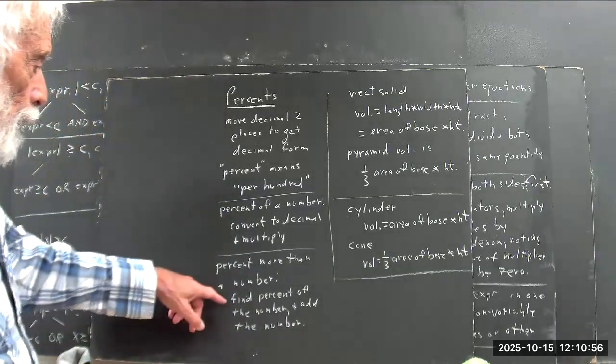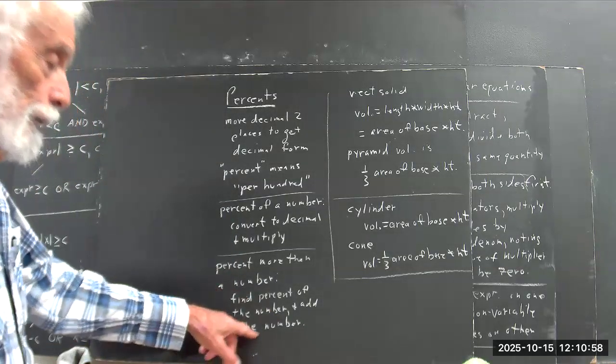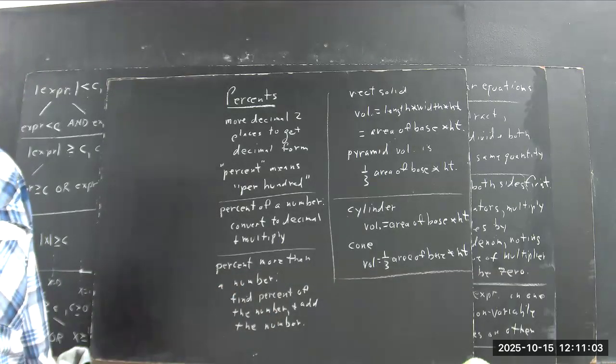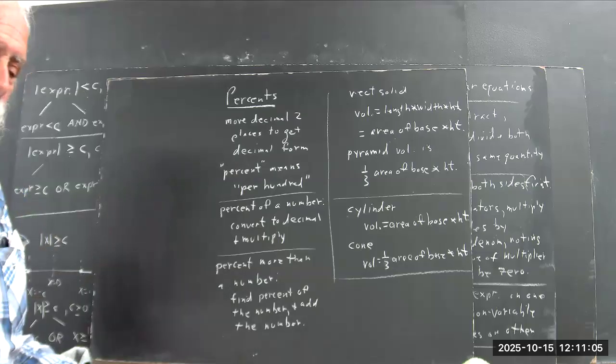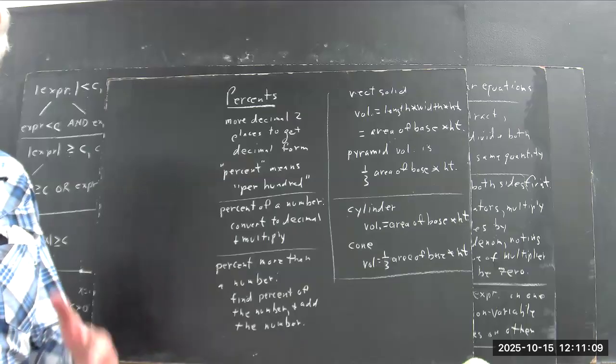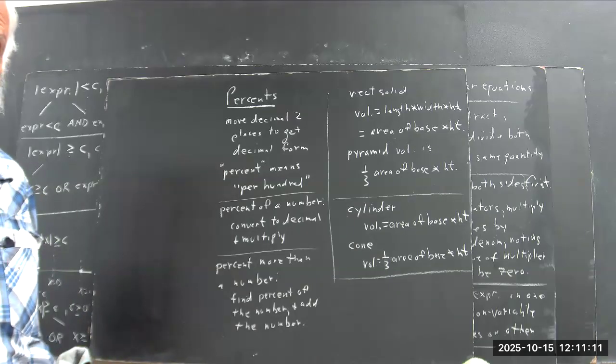A percent more than a number: find the percent of the number and then add the number. 15% more than 100 people is 15% of 100 people, which is 15 people, added to 100 people, which gives you 115 people.